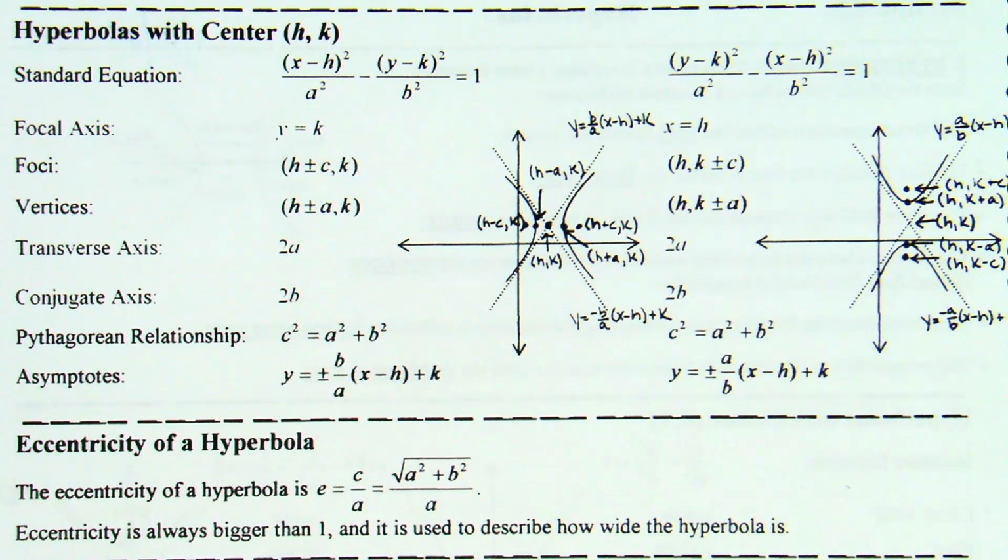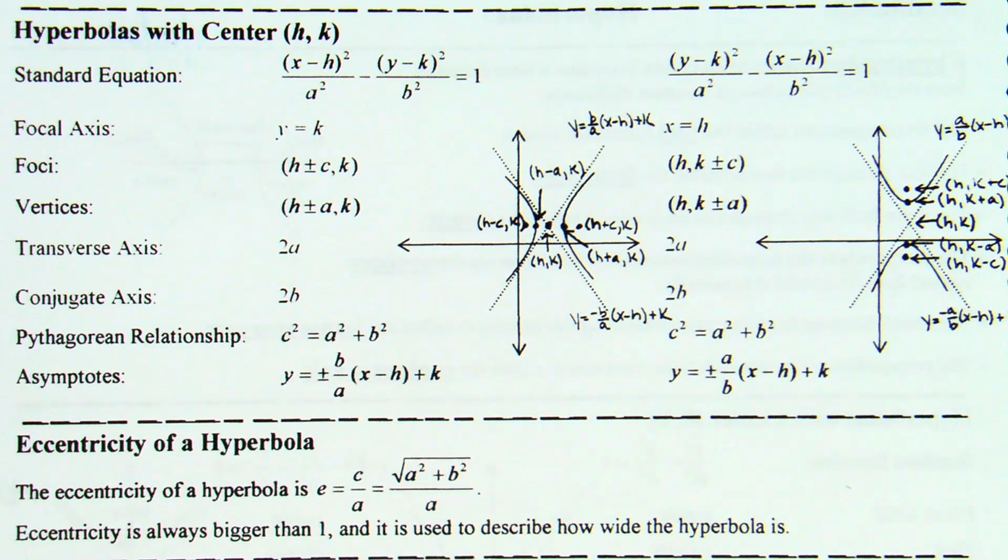You'll notice your foci and vertices formulas look similar to the ellipses that we had. The transverse and conjugate axes are the same, and the Pythagorean relationship is the same. The formula for the asymptote changes now because there's h and k involved. But again, you don't have to write out the asymptote formula that often. We do it on the next page, but you don't have to write it out often. So you have the charts there, and I don't know that I need to say a whole lot more about that.